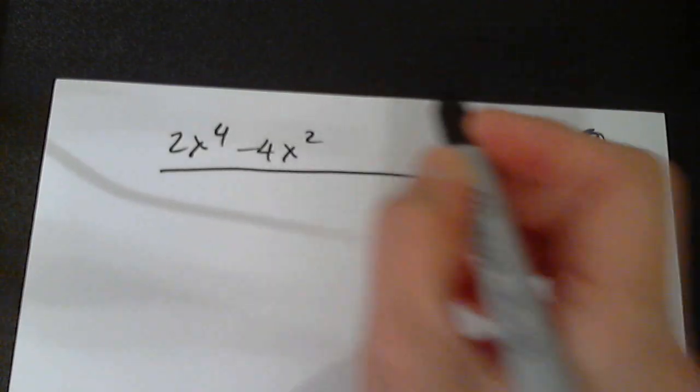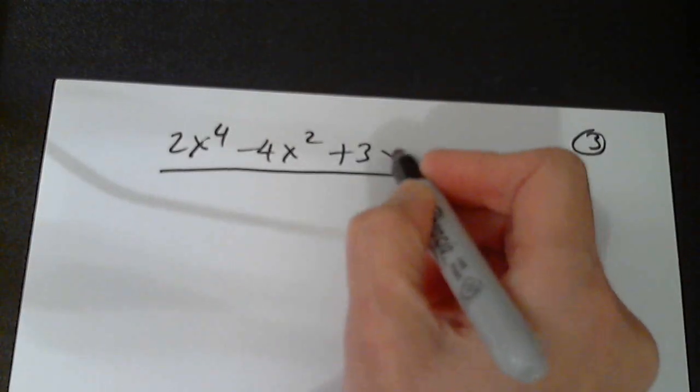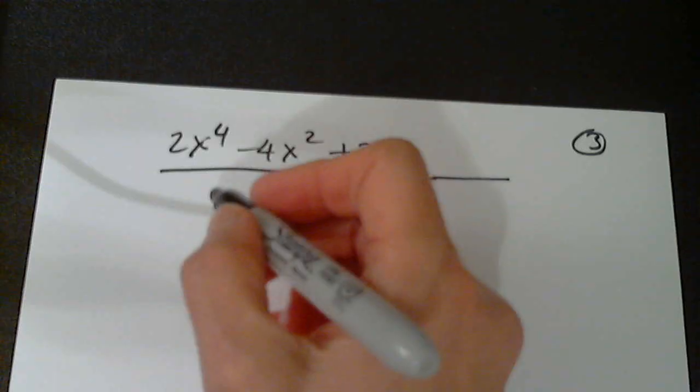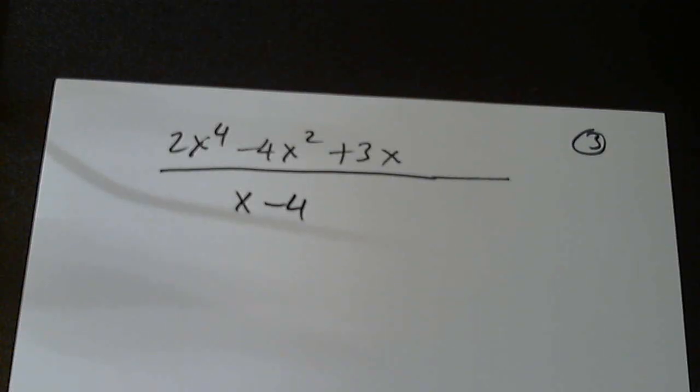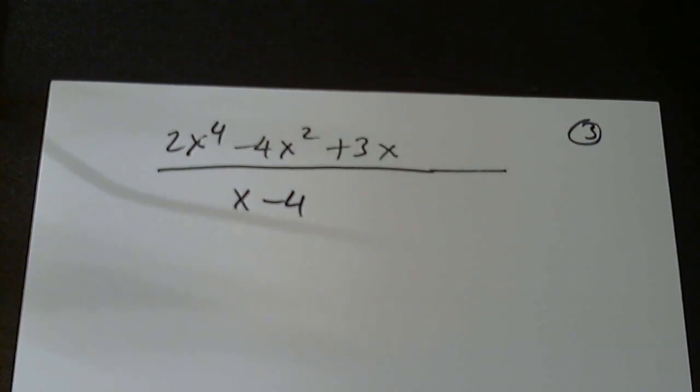Any problem? So I have 2x to the 4th minus 4x squared plus 3x over x minus 4. Perfect. You want to use the long division? You want to use synthetic division? Because in this case, both work.